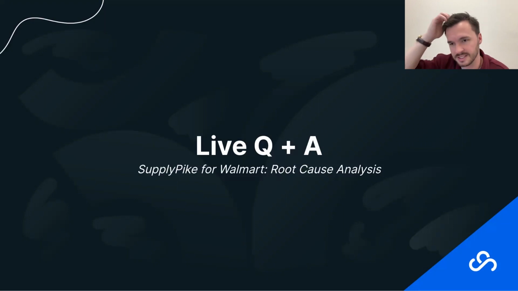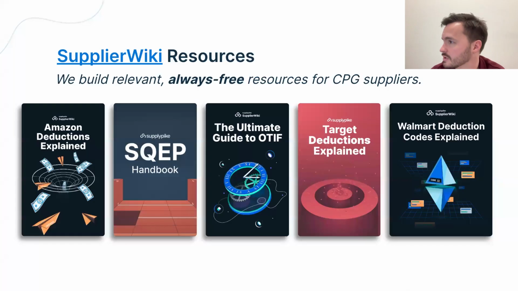But for now, we can go to the next slide to look at some of our supplier wiki resources. I already shared the Walmart deduction codes explained one there, but these are all ebooks on a variety of subjects and different retailers. We're covering a lot of basically what we call the rev loss space for suppliers and retailers. What are the varieties of ways that people can avoid getting all of the money that they should? So that's a lot of what we're focusing on with these.